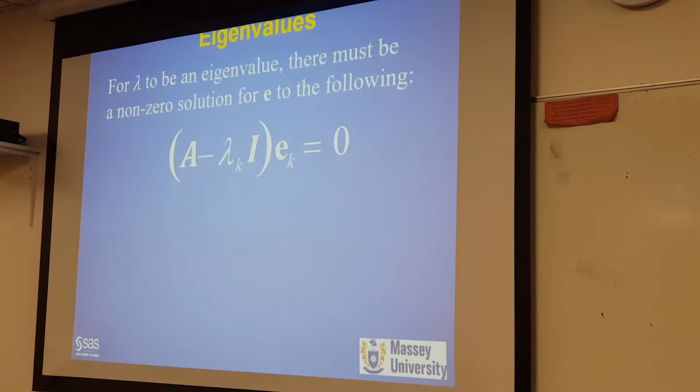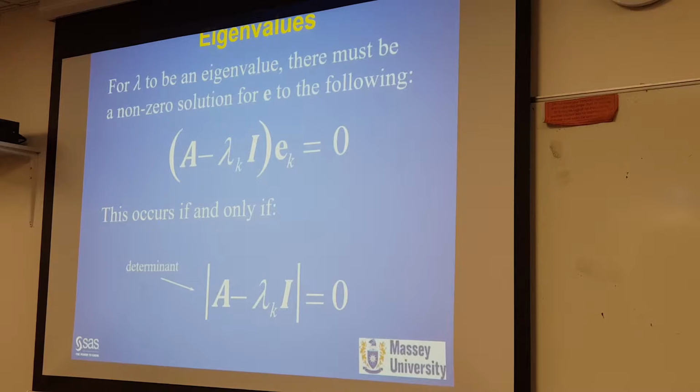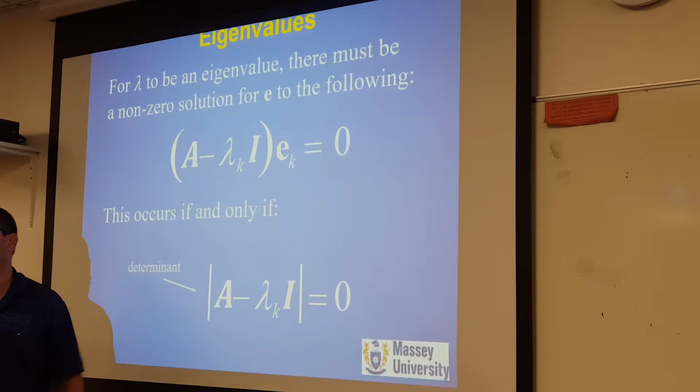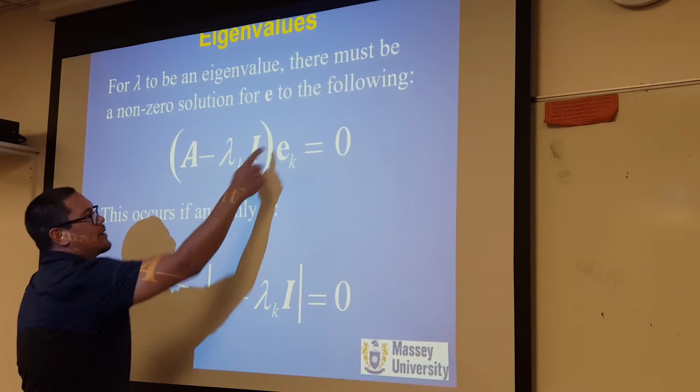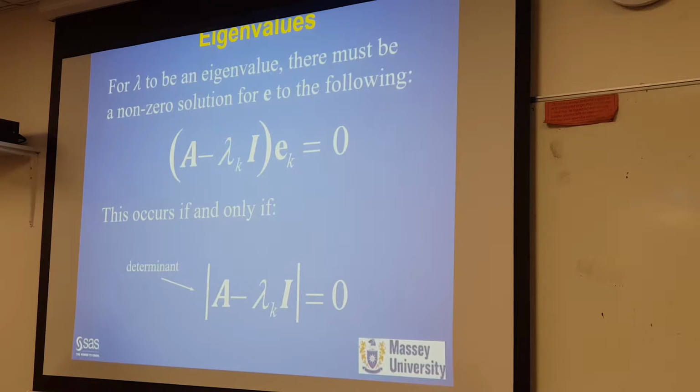Right? So for lambda to be an eigenvalue, that's what we're going to solve first. The eigenvalues: there must be a non-zero solution for e to the following equation, right? A minus lambda I, all multiplied by the eigenvector. This is only going to occur if the determinant of this is equal to 0. Right? Because we know that the vector has to be a linear combination of this, doesn't it? So that means the determinant is going to be 0.